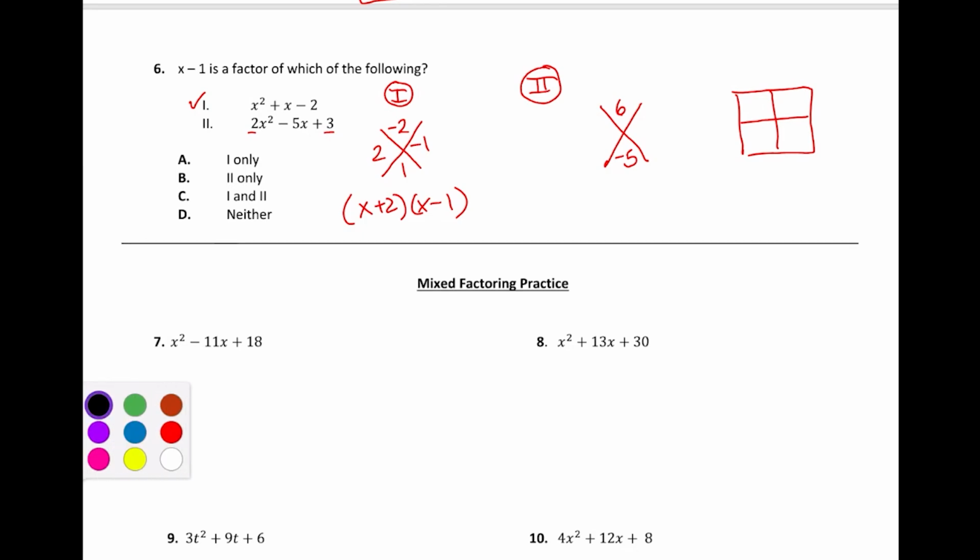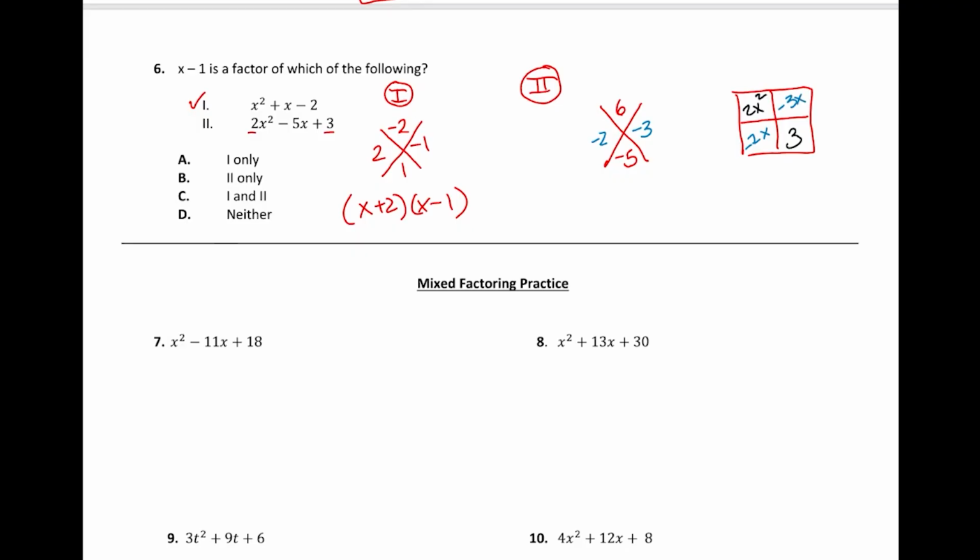We will lock in the first term, which is 2x squared in the top left box, and the constant 3 in the bottom right box. So using that big X, we need two numbers that multiply to give me 6, but add up to -5, and those two numbers would be -2 and -3. So the two terms to put in these two boxes right here would be -2x and -3x.